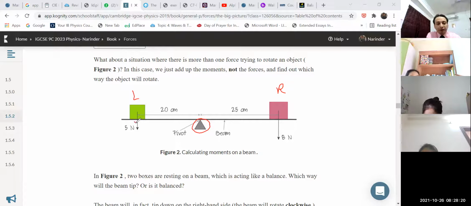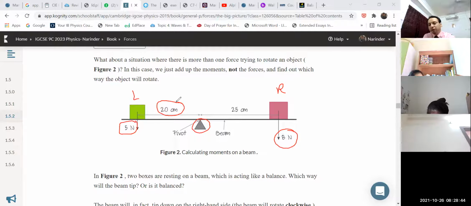On the left hand side, a force of 5 Newton is acting, children. On the right hand side, a force of 8 Newton is acting downward. So remember, there will be other cases. These forces may be upward, these forces may be downward, one force upward, another force downward. So you will find different kinds of questions. Their distance is always measured from the pivot to the force. The left hand side object is at a distance of 20 centimeters. The right hand side object is placed at a distance of 25 centimeters from the pivot. Now, please find the moment in both these cases.